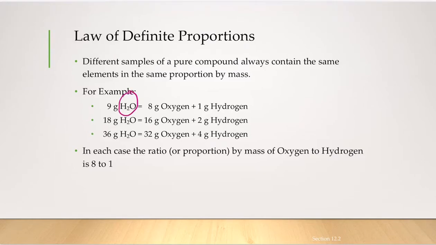Suppose you take 9 grams of water, it's going to have 8 grams of oxygen and 1 gram of hydrogen. Suppose you double the amount, you will have 18 grams of water, in which you will have 16 grams of oxygen and 2 grams of hydrogen. Suppose you double that amount, then you will get 32 grams of oxygen and 4 grams of hydrogen. So in all of these cases, you can see that the ratio of oxygen to hydrogen is 8:1. So this is the law of definite proportions.